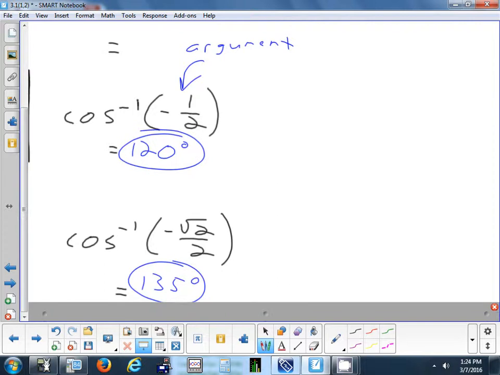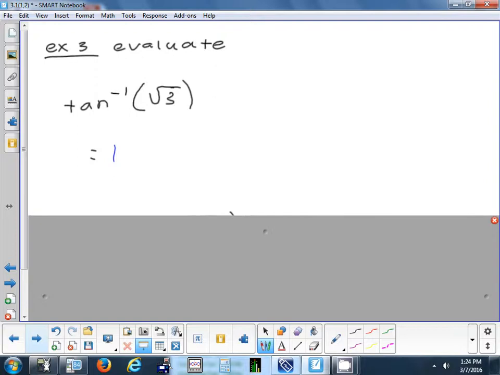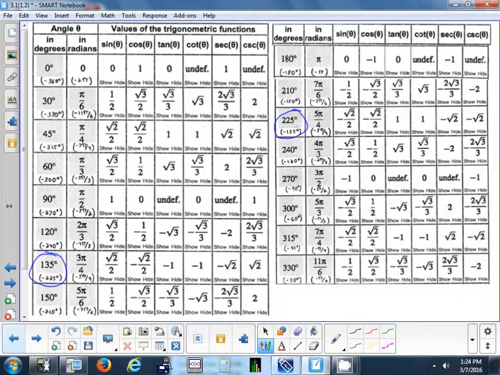Okay, any question on inverse cosine? All right, so we'll try a couple with inverse tangent. Now, what did we say for inverse tangent? We have to be between? Right, negative 90 to 90, but we can't equal negative 90 or 90.